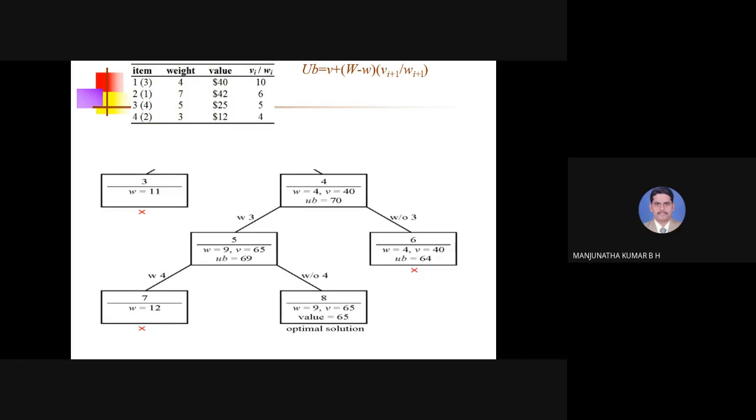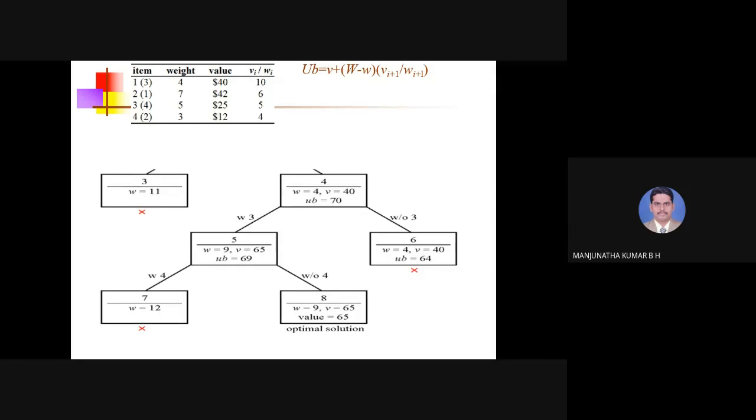If I go with the third item, what will be the W value? Current W is 4 plus the third item weight, which is 5. 4 plus 5 is 9. See the fifth node, where I have written the node number as 5. W becomes 9. How is it 9? Previous W was 4 plus the third item weight 5, equals 9. Now what is V? Previous V was 40 and you are going with the third item. The third item value is 25. 40 plus 25 equals 65.